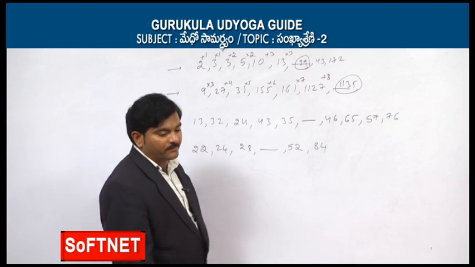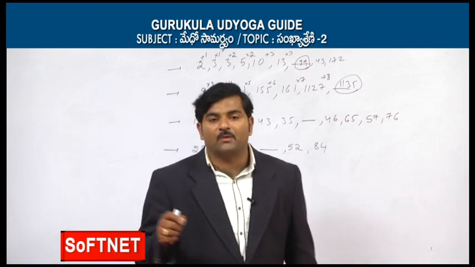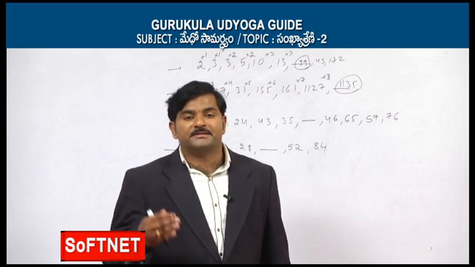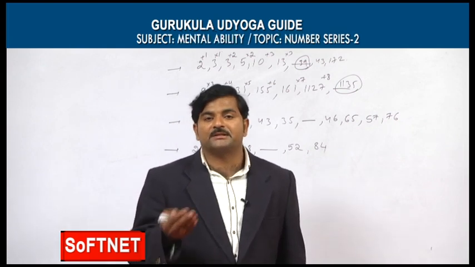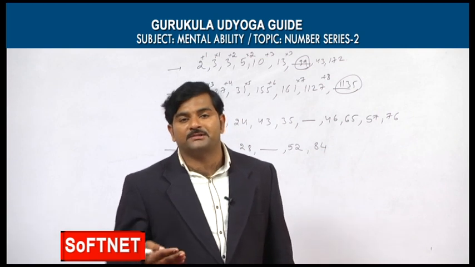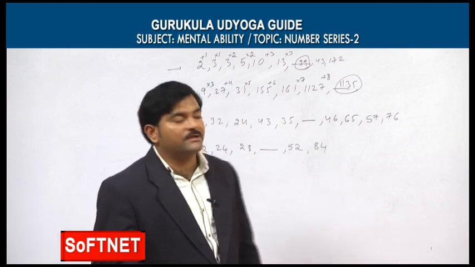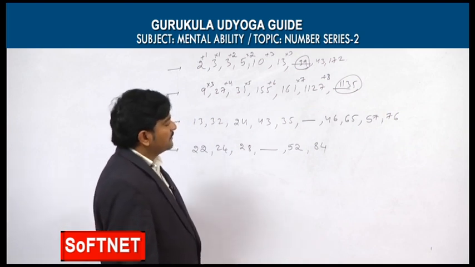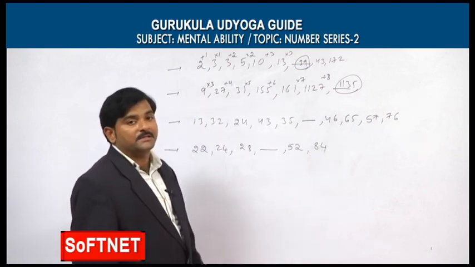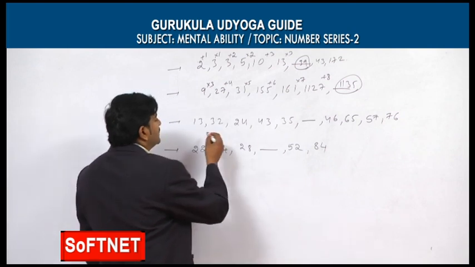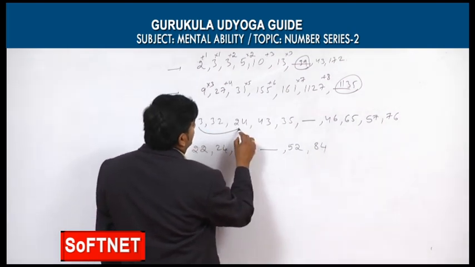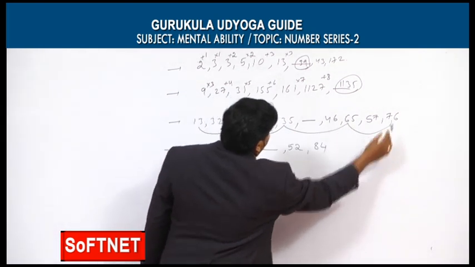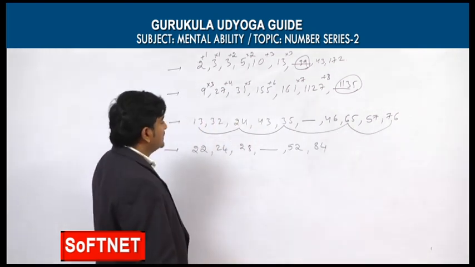Similarly, you can observe here also. I told you just now one point. What is that? If a series is having more numbers, then there is a concept of alternate series. It may be 2 series or 3 series, and so on. That we cannot say. Since we are having more numbers, we have to check it from an alternate series point of view. Let's first see. 13 became 24, 24 became 35, 35 became 65, 65 became 76.